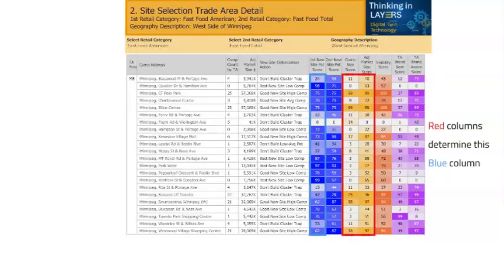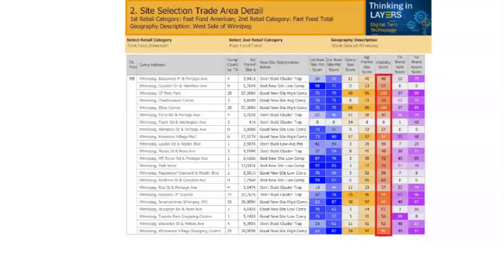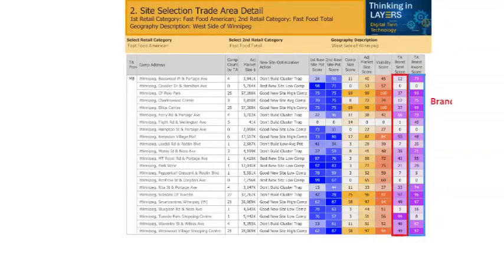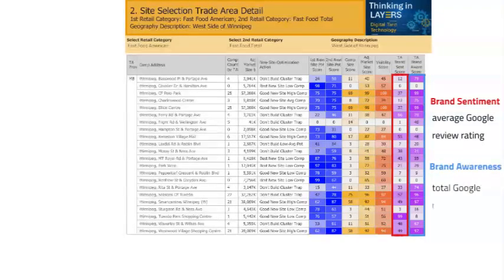potential score. The next column is the visibility score, which is a measure of the total number of households living in the trade area. It considers all households, not just the households expected to purchase goods and services in the trade area. The last two columns provide brand sentiment and awareness scores. They are defined as the average Google rating and total Google review count for all competitors in each trade area.